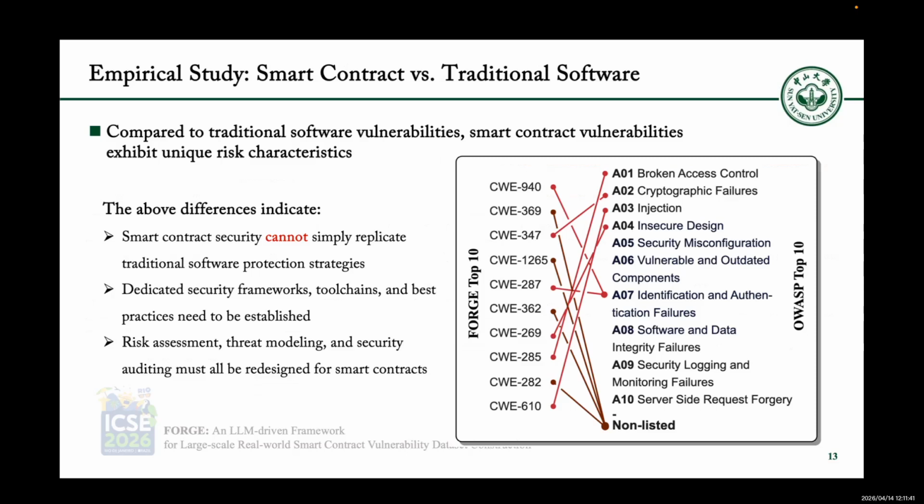On the flip side, some traditional security patterns like OWASP's A10 SSRF simply don't apply in a decentralized on-chain environment. And new threat patterns like price manipulation attacks and cross-chain bridge exploits are much more prominent in contract audits. The takeaway is clear. Smart contract security can't just borrow from traditional software security. It needs its own dedicated frameworks, tools, and best practices.